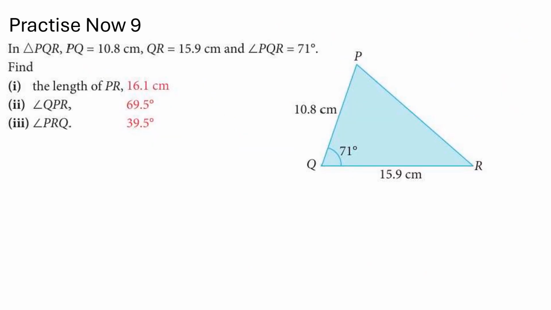Okay, so once we have all these concepts of how to apply the cosine rule, let's put it into practice. Let's look at one example. If you're given the triangle PQR, you're given the length PQ is 10.8. It's very important to read questions carefully. QR is 15.9, angle PQR is given to be 71. Find the length of PR. What's the first thing we need to do? First thing is to label all the sides. And then the next thing is we're going to find c squared, because we're going to find PR.